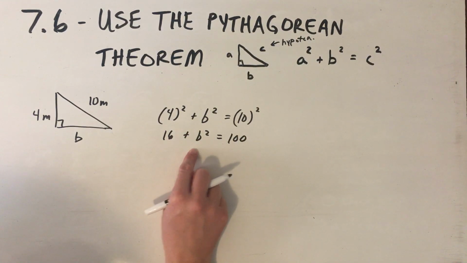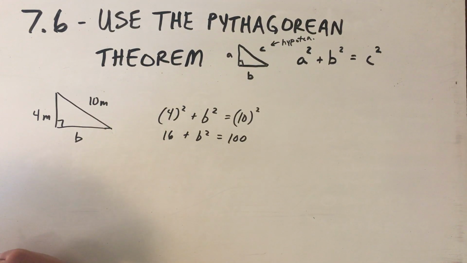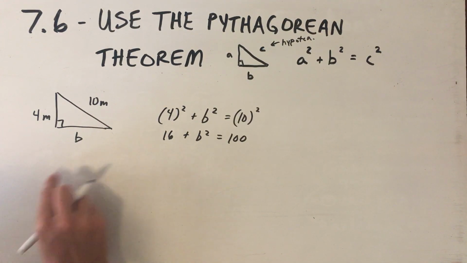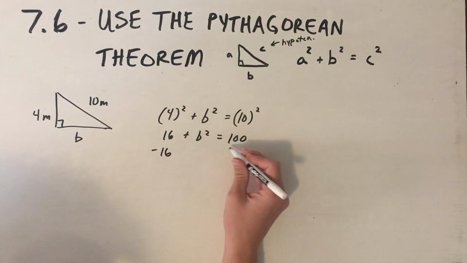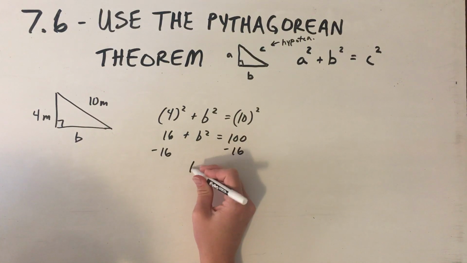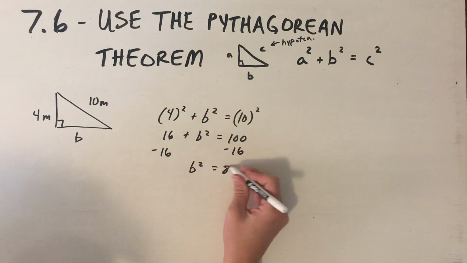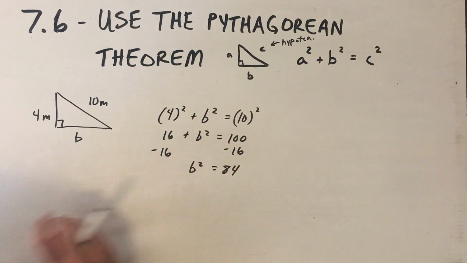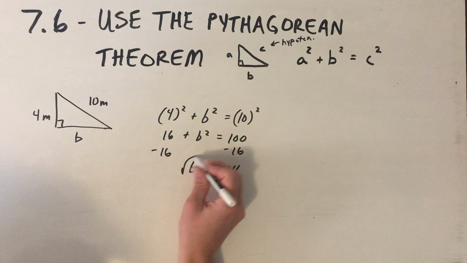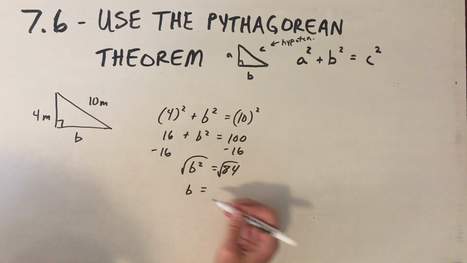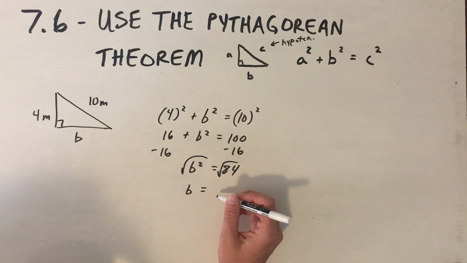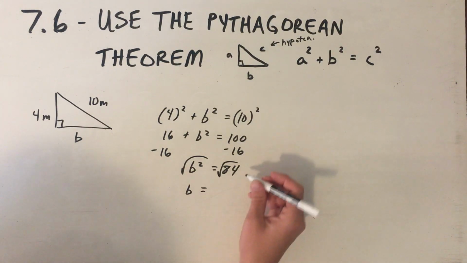We're trying to isolate b and find the length of b. So again, we're finding the length of this unknown side, which is b here. So I'm going to subtract 16 from both sides, and I get that b squared is equal to 84. If I want to know what b is, then I can take the square root of both sides, and that means that b would be equal to the square root of 84.